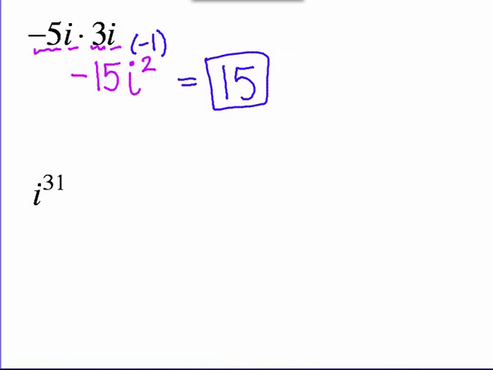Okay, so did you write down those ones that I told you? Remember the order. What was the order? I, negative 1, negative I, and 1. So this is the easy way. Let's just count. So this would be 1, 2, 3, 4, right? 5, 6, 7, 8, 9, 10, 11, 12, 13, 14, 15, 16, 17, 18, 19, 20, 21, 22, 23, 24, 25, 26, 27, 28, 29, 30. So what does I to the 31st equal? Negative I.